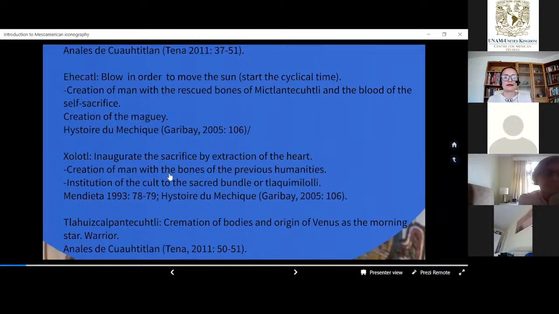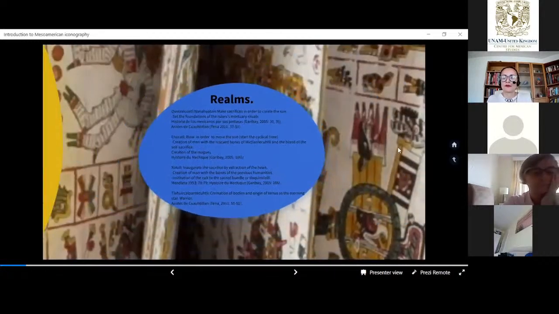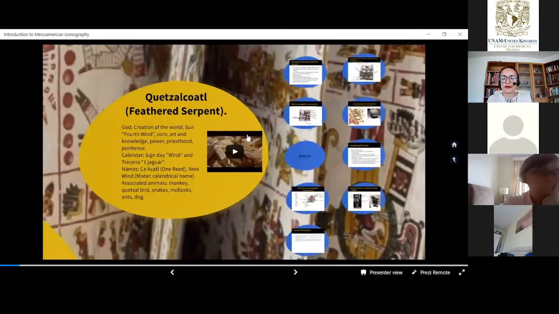And in this identity related to Tlahuizcalpantecuhtli, that is quite a long name, no? Tlahuizcalpantecuhtli, that is Venus. He is related to war, and he is related to the cremation of the bodies also, because this identity is related to a historical character called Ce Acatl Topiltzin Quetzalcoatl, or One Reed Quetzalcoatl, that was the mythical king of Tollan or Tula. And there are different versions of what happened to him, but one is that he has to go and he has to sacrifice himself, and then he becomes Venus. So here we have some images to explain more that myth.